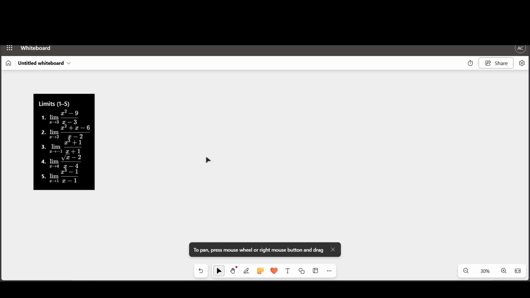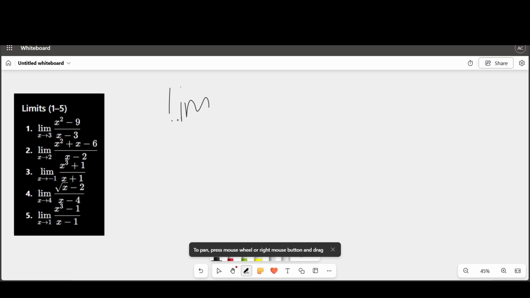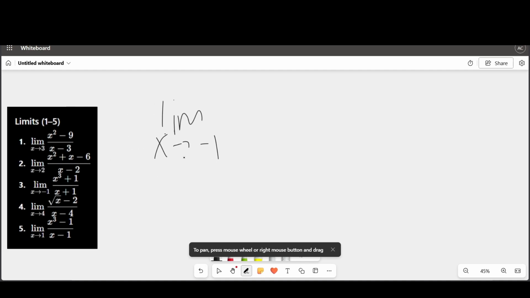Okay, so let's start with the third question. What is the limit of x as it approaches negative 1? I believe it's going to be a special case, but I'm still going to do the standard procedure of this. So negative 1.